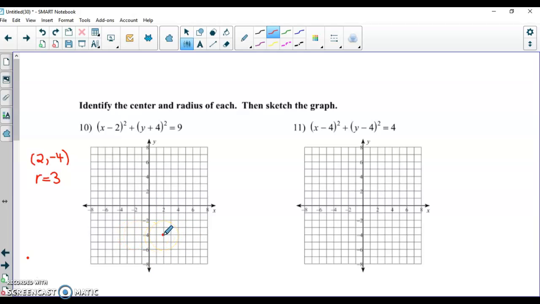So let me show you what I mean. So we're always starting at the center here. We're not going back up here. This is the center of our circle. So I'm going to go 1, 2, 3 up. There's a point. 1, 2, 3 right. 1, 2, 3 down. And then 1, 2, 3 left.